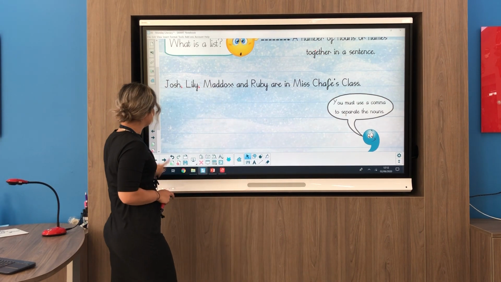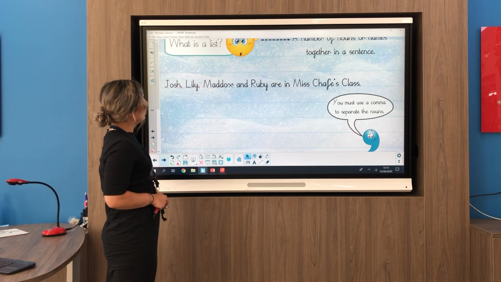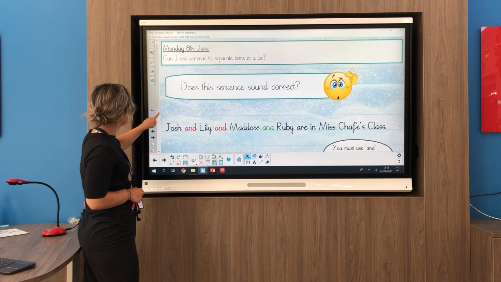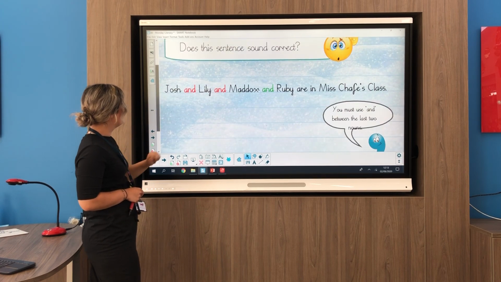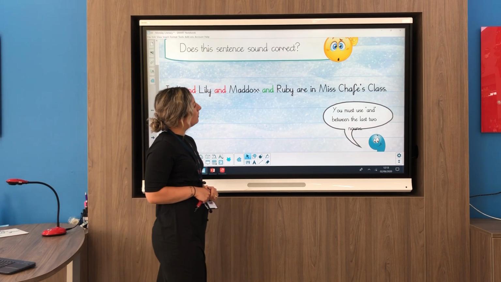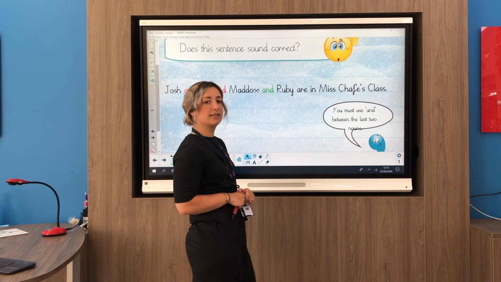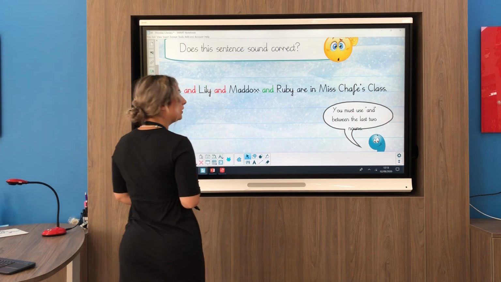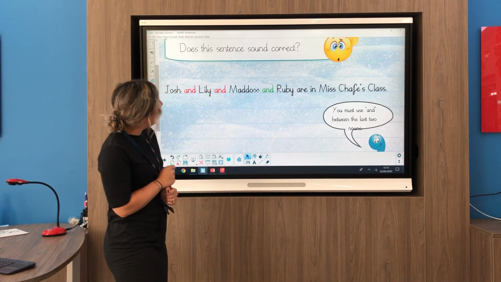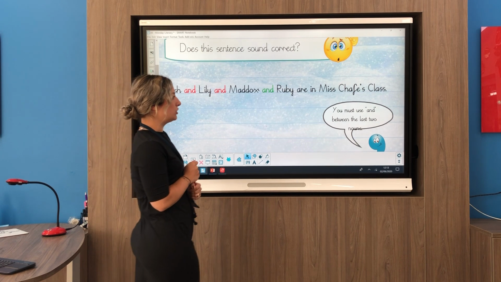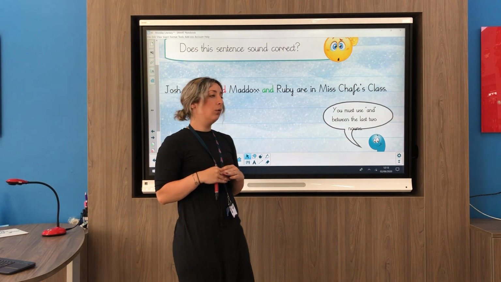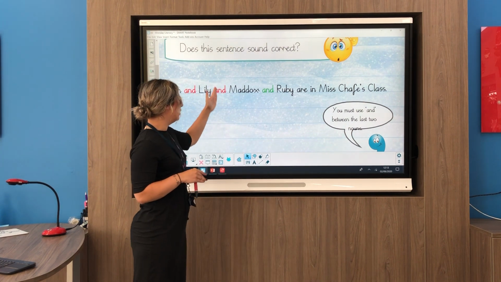Let's have a look at this sentence. It's very similar to the one we have just done. Does this sentence sound correct? Josh and Lily and Maddox and Ruby are in Miss Chafe's class. Read that one more time. I want you to think, does it sound correct? Josh and Lily and Maddox and Ruby are in Miss Chafe's class. It does not sound correct.